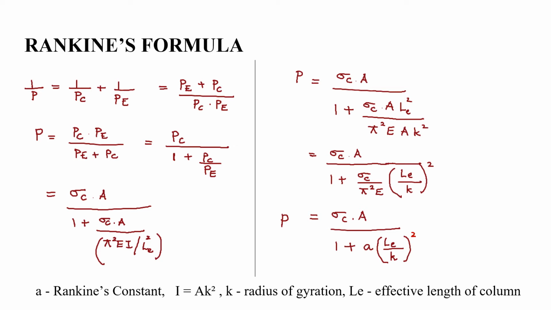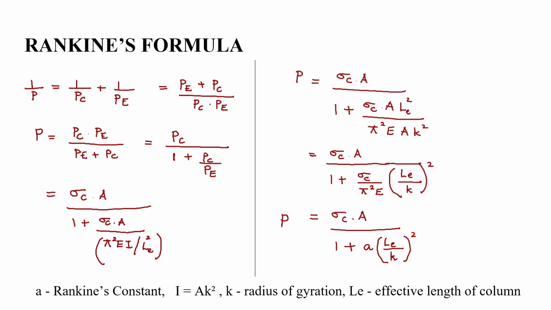Now we can do the substitution: the crushing load Pc is equal to sigma c into A, and the Euler's crippling load Pe is equal to pi square EI by Le square. So P is equal to sigma c into A divided by 1 plus sigma c into A divided by pi square EI by Le square. Rearranging the terms, P is equal to sigma c A divided by 1 plus sigma c A Le square by pi square E A k square. Here I have made the substitution that I is equal to A k square. I is the moment of inertia, A is the area of cross section, and k is the radius of gyration.